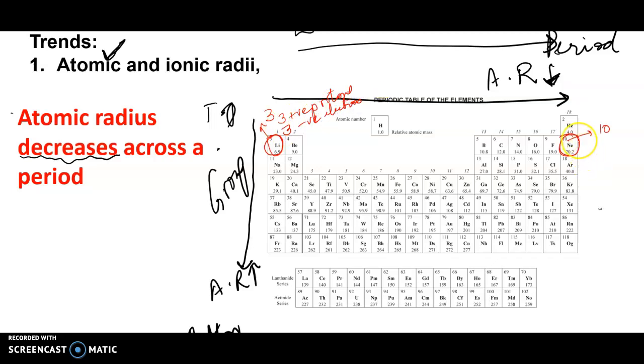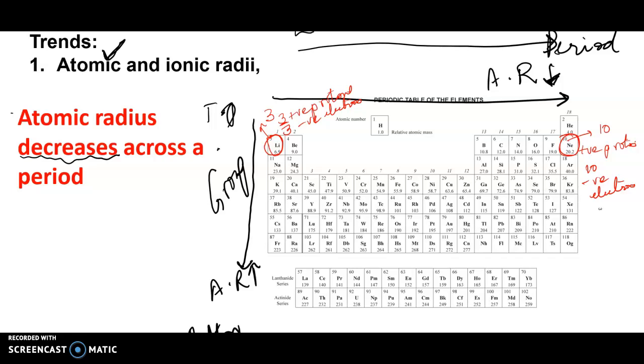On the other hand, as you go to the right of that period, neon has 10 positive protons and it also has 10 negative electrons. So that's what's happening with neon. So you can clearly see that there is an increase in the nuclear charge. Nuclear charge means the number of positive protons. 3 in lithium, but across the period, by the time you reach neon, it is 10 protons. So we say the nuclear charge has increased.